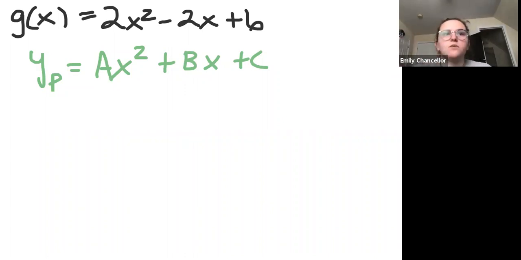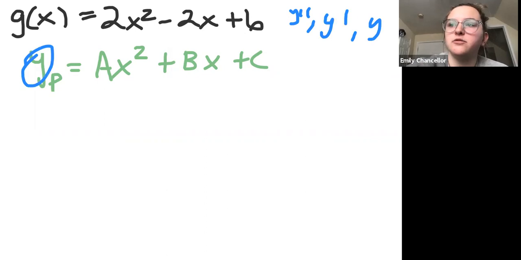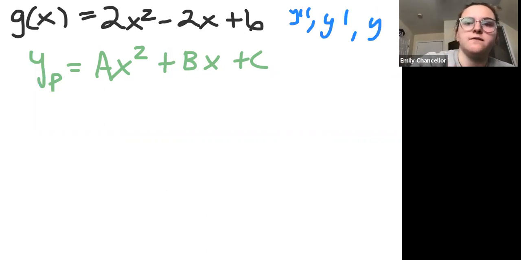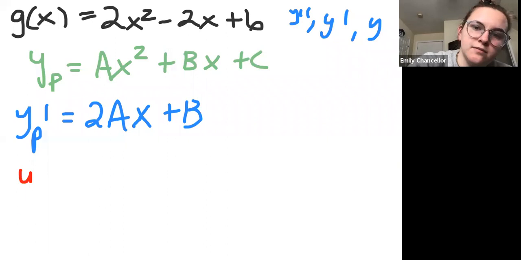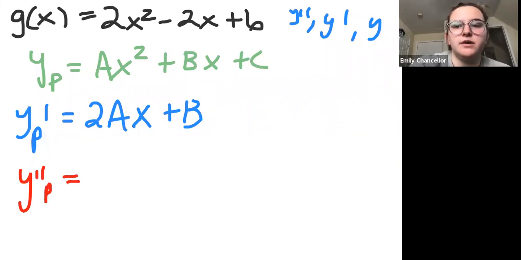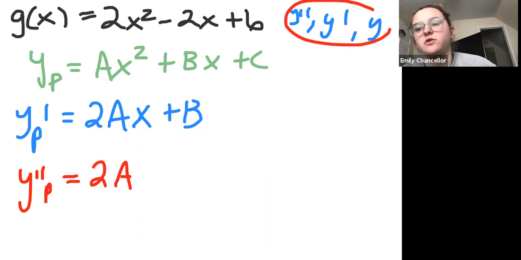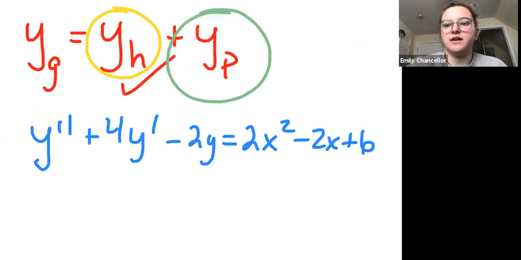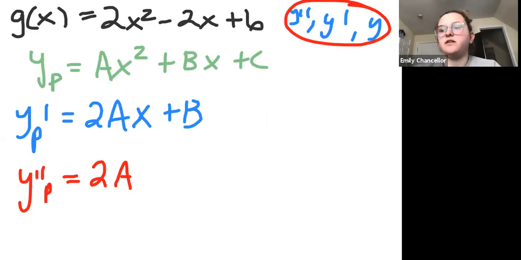So we have yp. Thinking back to our equation where we had a y double prime, a y prime, and a y, this can correspond with y. So let's find y prime of p, which is going to be 2ax plus b. And let's find y double prime, which is simply 2a. Now this is our left side of our differential equation, and we can set it equal to our right side and plug in our different y particulars for that.